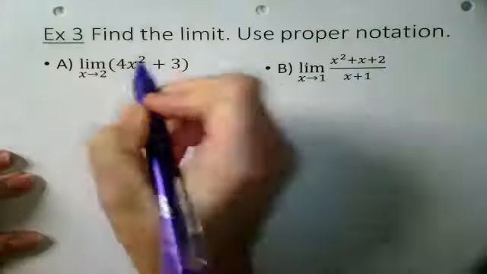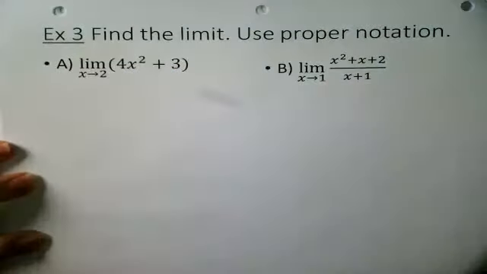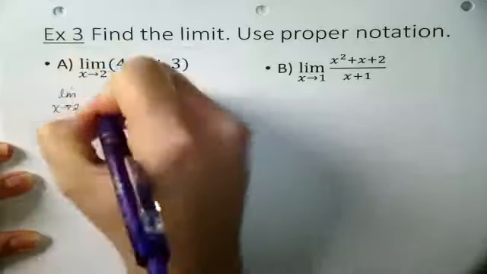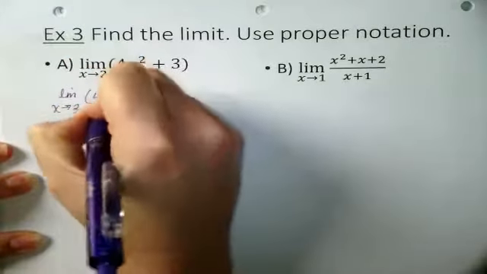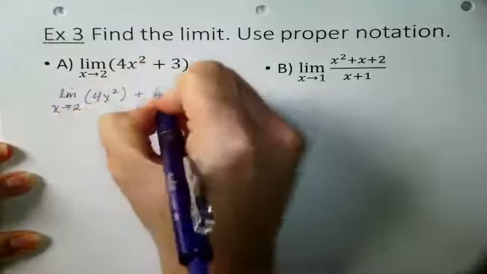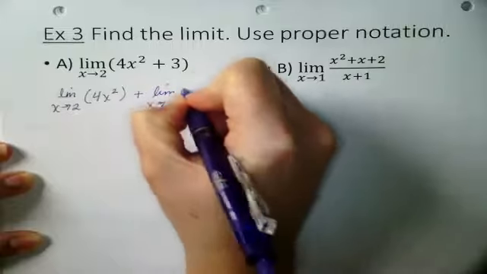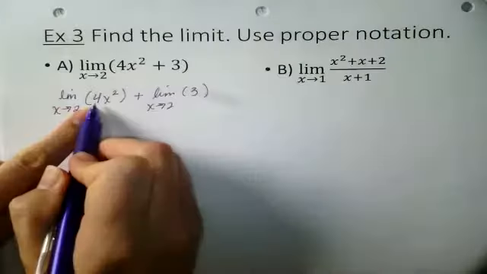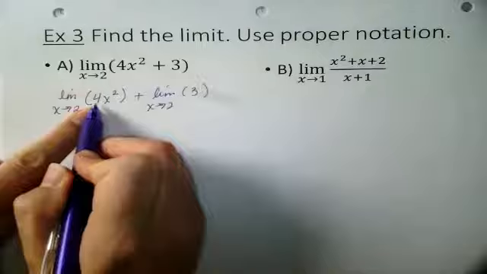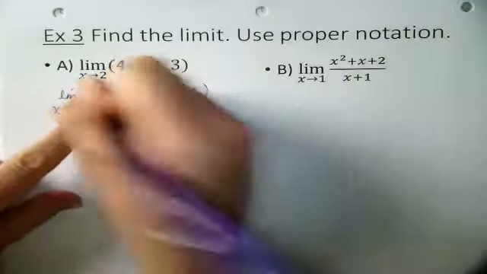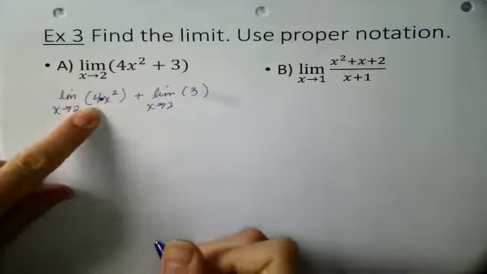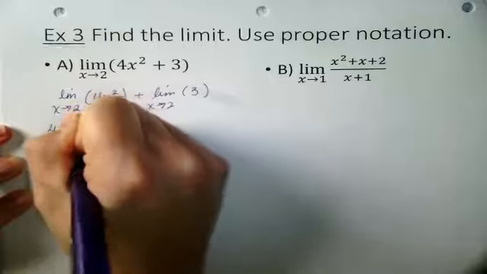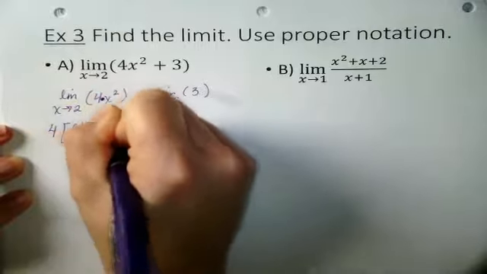But here we go. First of all, I have the sum of 2 functions, so that means that I can take the limit of each portion. All right, and then this is the scalar multiple times some well-behaved function. So that turns out we can just do 4 times the limit as x approaches 2 of x squared.